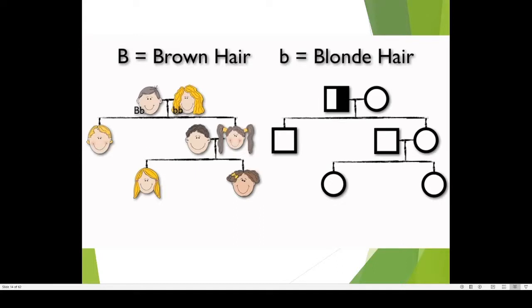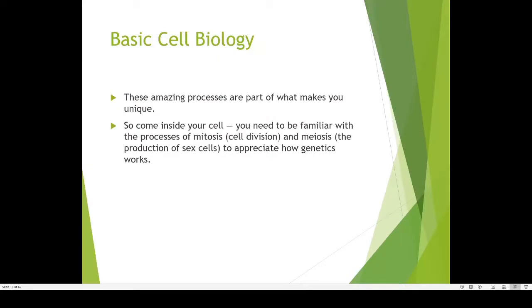from someone that is far from you, that is still a direct relative of yours but is further down the line, because somewhere along that road there was a point wherein you came from just one person. So these amazing processes are part of what makes you unique.